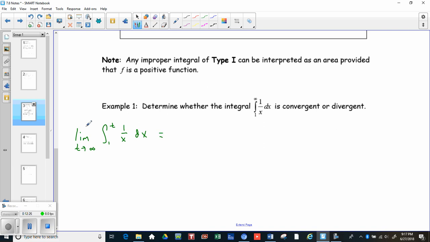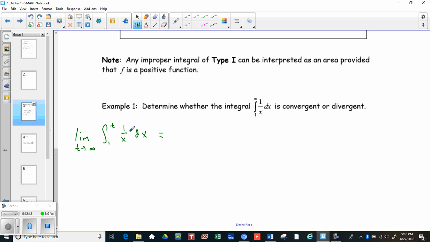Okay, and this notation is very important. Without this limit, you're really not taking the proper integral. So we do need to have the limit. We need to change the infinity to a concrete variable. Typically, we use t. You can use other things. It just depends on what's in the problem.